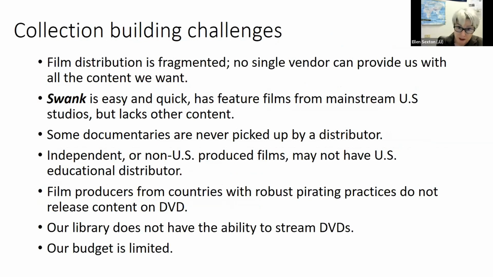Film distribution is very fragmented, as you know. If you're watching Netflix, or Amazon Prime, the amount of content that they have compared to, say, the amount of DVDs that exist in the world is tiny. Swank is wonderful. It is great for feature films produced by the Hollywood studios, not so great for the independent stuff, and really doesn't do documentaries at all. Some of the documentaries that our community is quite interested in tend to be low budget productions, very limited distribution, and they kind of get orphaned pretty quickly.